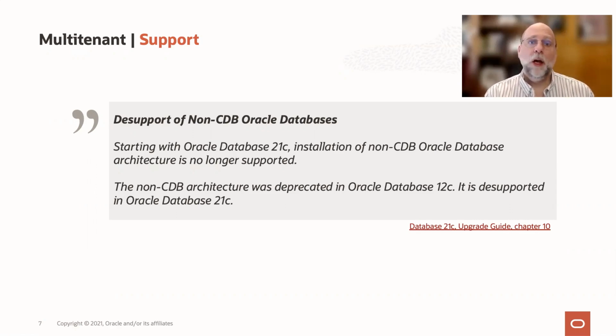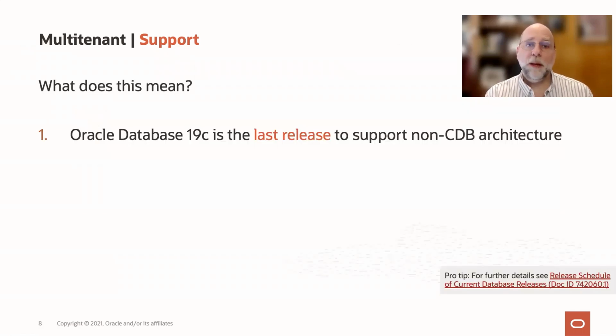What does that mean? Well, it means when 12C was released way back in January of 2014, believe it or not, 7 years ago, we did make clear that we were moving towards this multi-tenant architecture as the foundation for Oracle Database. So we've given 7 years of preparation and put in a lot of functional enhancements into multi-tenant. And now with 21C, it's finally time to make that leap and make multi-tenant the one and only Oracle Database architecture. So what does that mean for you right now?